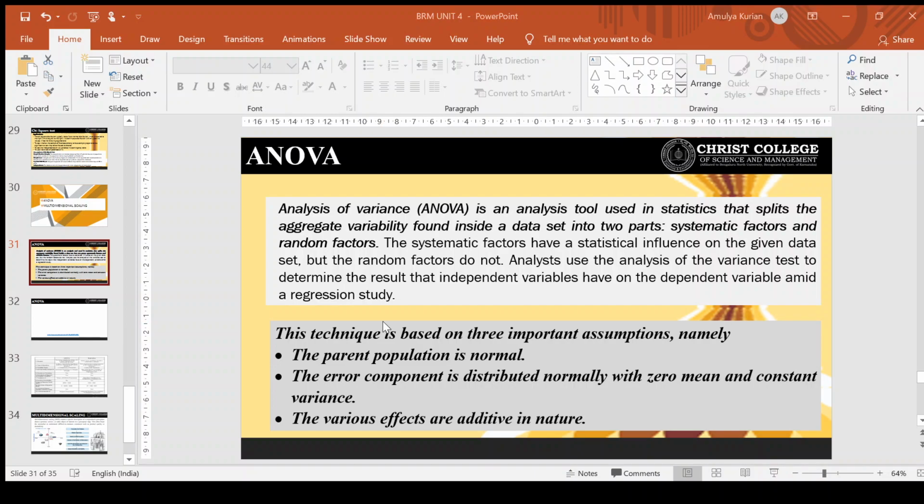So basically it is used when the population is huge and it is getting divided into subgroups. There are certain assumptions which we will be looking into for ANOVA. First one is that the parent population is normal, and the error component is distributed normally with zero mean and constant variance. And the last one is that various effects are additive in nature.